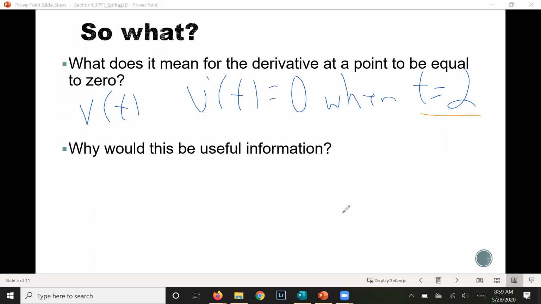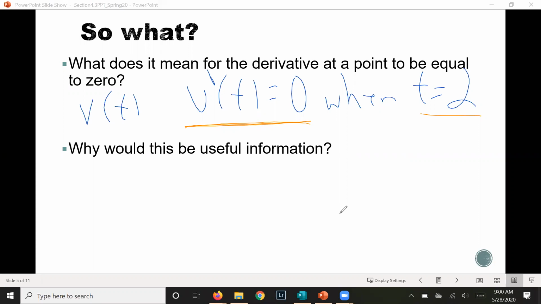Well, all that our equation for finding the values of derivatives was doing was identifying the slopes of tangent lines. So if we know that the derivative is equal to 0 at a particular point, what do we know about the tangent line at that point? Well, we know that its slope is 0, because the derivative is equal to 0 there.